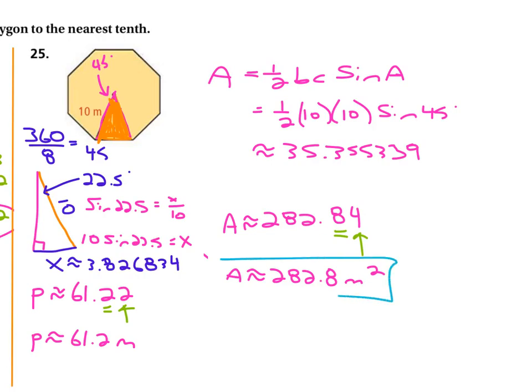I'm going to box these answers out because this area up here is not actually the full area, so I don't want to mark that as a final answer. That was the area of one of the triangles that we then needed to take 8 of. But we do also have the perimeter down here. So that's the answer of that.